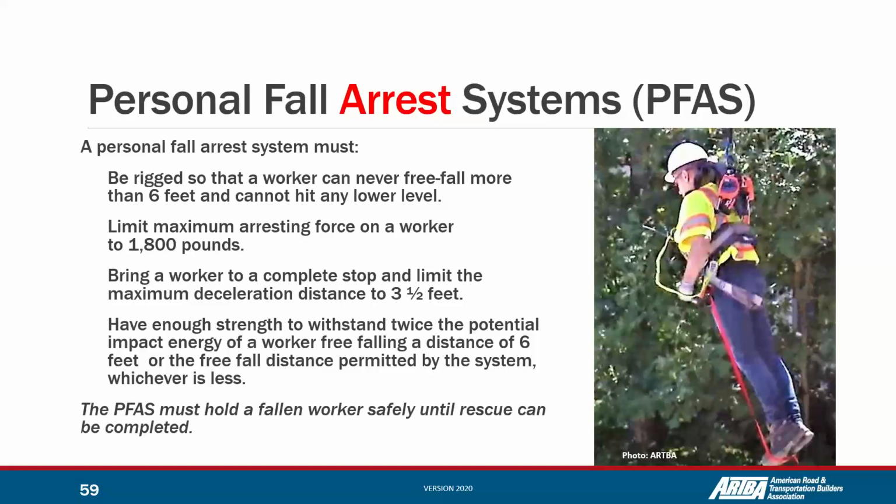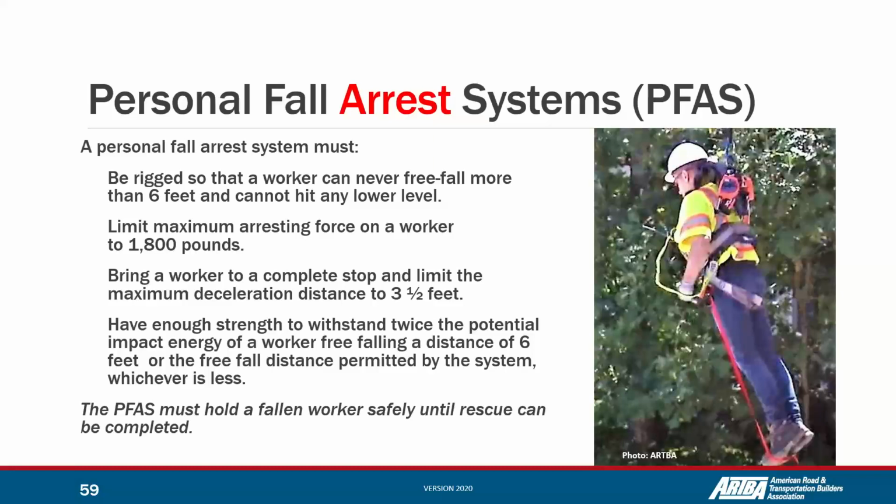A personal fall arrest system must be rigged so that a worker can never free fall more than 6 feet and cannot hit any lower levels. That's the main idea. Limit the maximum arresting force on a worker to 1,800 pounds. Okay, because if it were more, usually we are putting the worker's neck at risk, especially because the bouncing effect, the swing effect, could create additional hazards. So we have to reduce the impact to less than 1,800 pounds. And that's why we usually have a lanyard with a shock absorber to reduce the impact.